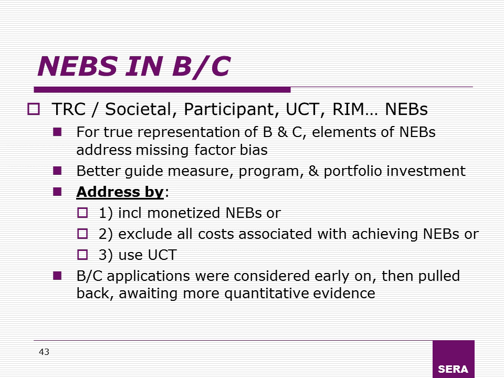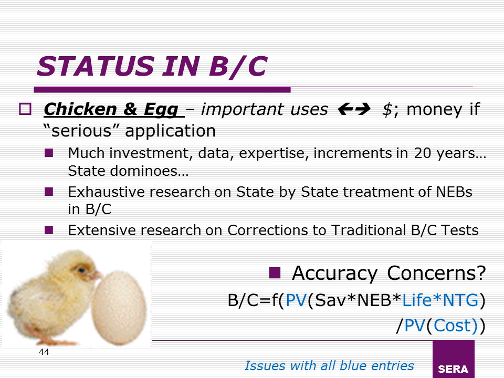Benefit costs, as I mentioned, were considered early on, then pulled back because people wanted to weight more quantitative evidence. It was a bit of a chicken and egg issue. If it wasn't going to be applied to important uses, there wasn't money to look at NEBs, and benefit cost is an important use. You get more money if it's a serious application, but you can't get the serious application unless you've spent enough money to see that the literature shows strength and consistency in results.